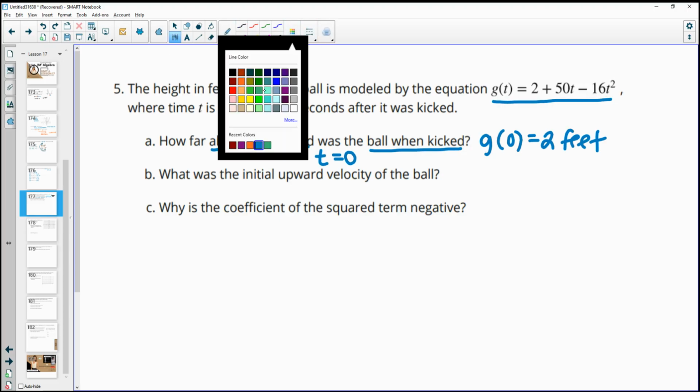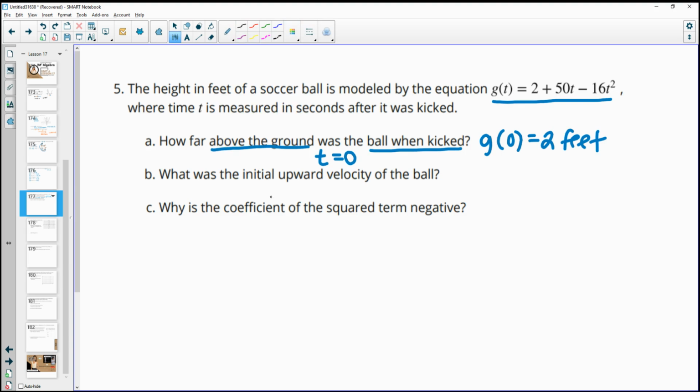Then the second part, B, asks us what's the initial upward velocity, and that's the number in front of our t. So in this case, it's 50. And then our measurement is feet per second.